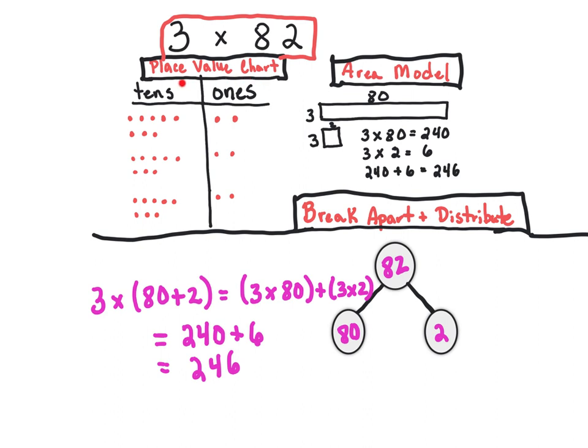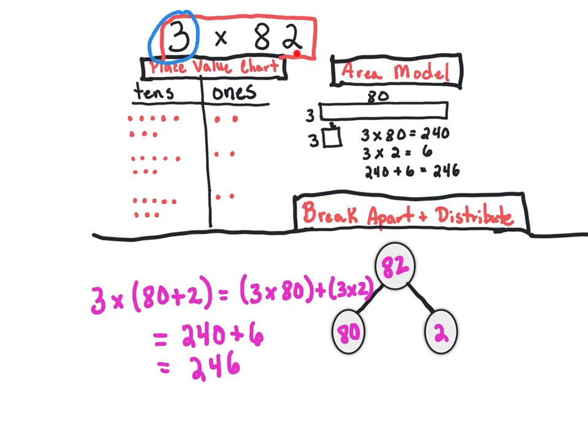We could use the place value chart. And here's our tens and here's our ones. How many ones do we have? Well, we have 2. So I'm going to place 2 place value discs in the 1 column. How many tens do we have? Well, we have 8. And this is why I have placed 8 place value discs in the 10 column to represent 82. Now, if you notice, we're going to multiply by 3.